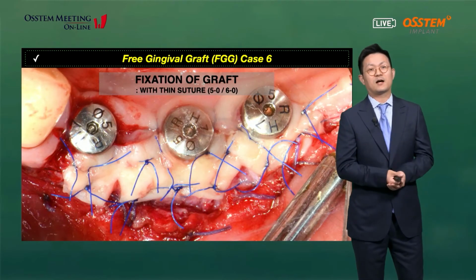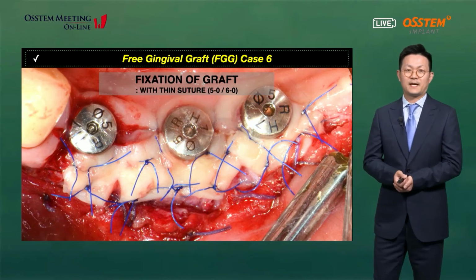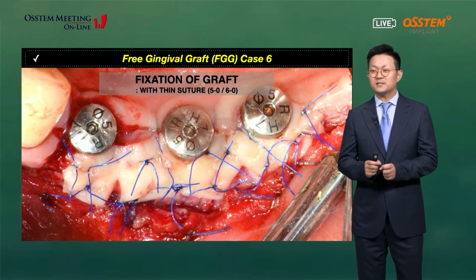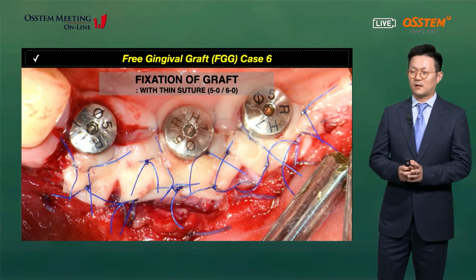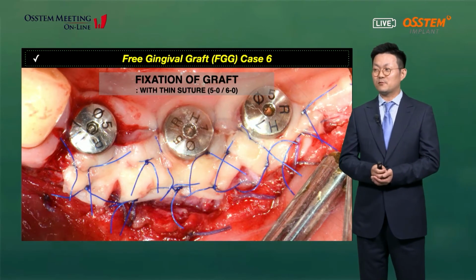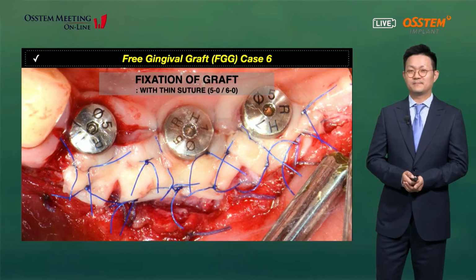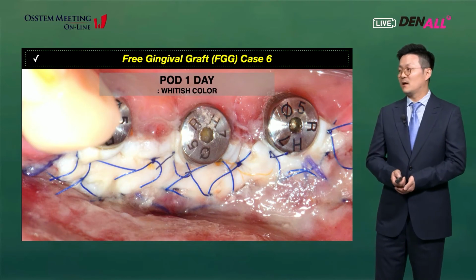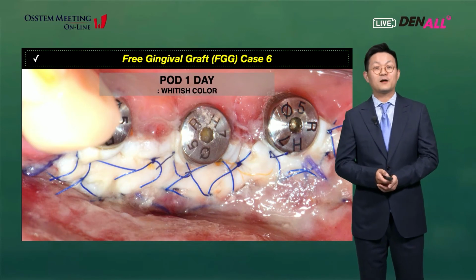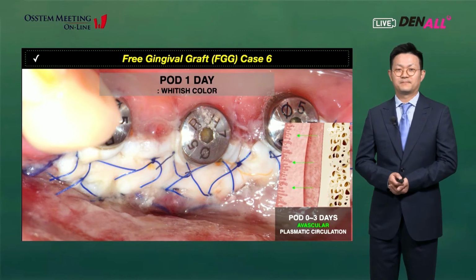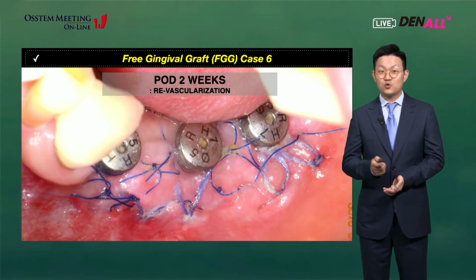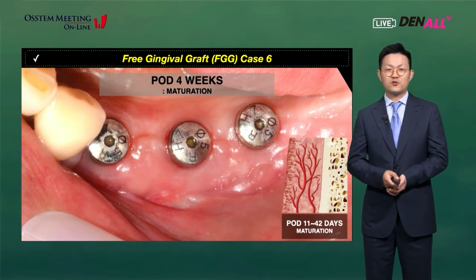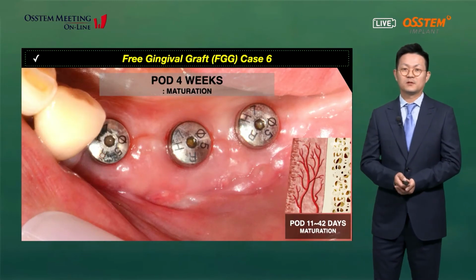So I have removed the fat tissue with the sharp blade for good viability of the graft tissue. And I fix the graft on the recipient side. In this case, there's some mismatch of the graft length. So in this case, I have used the incision too. And after 1 day, as we expected, the color of the graft tissue is white. And after 2 weeks, after 4 weeks, the maturation of the graft tissue was done.